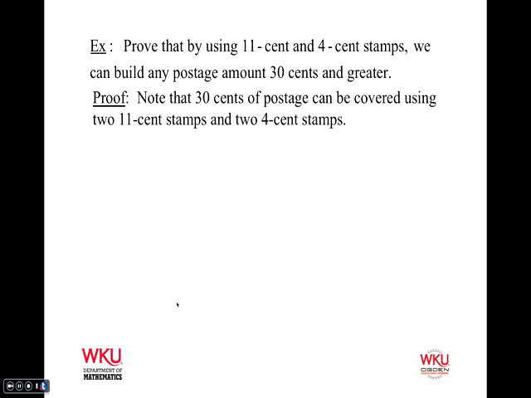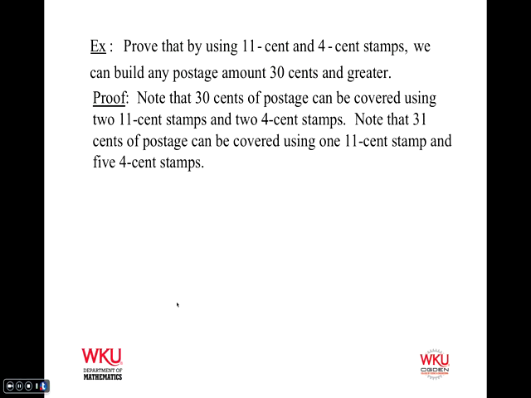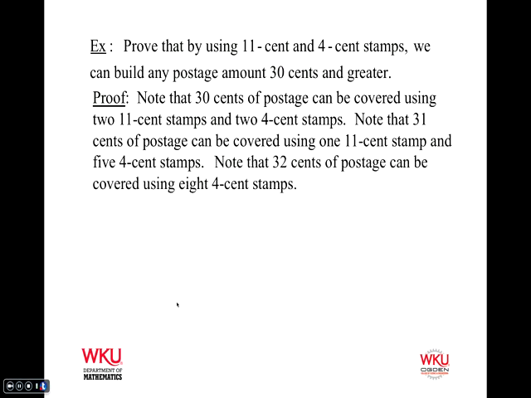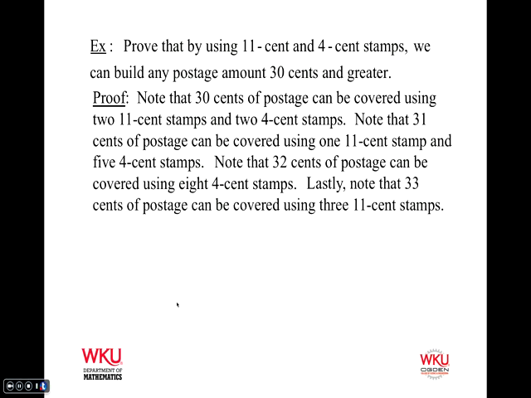Okay? So this is the kind of thing that you probably need to just kind of diddle around and figure out on scratch paper. But if you do that, you'll notice that, okay, at 30 cents of postage, I could do that with 2 11-cent stamps, that's 22 cents, and then 2 4-cent stamps, that's 30 cents, right? 31, you end up, I think you can do that with like 1 11-cent stamp. That would give you 20 cents left, and then you can do that with 5 4-cent stamps. 32 is easy, that's 8 4-cent stamps. And 33 is easy, that's 3 11-cent stamps.